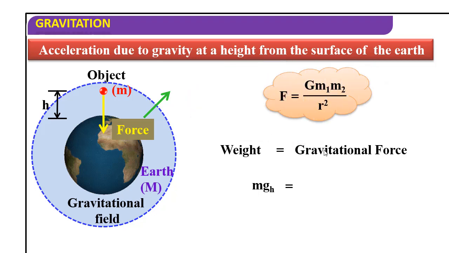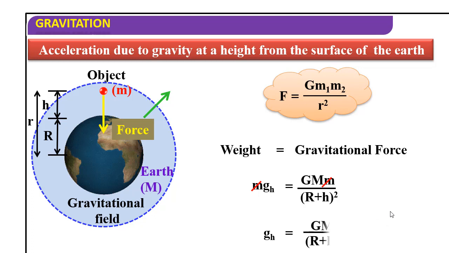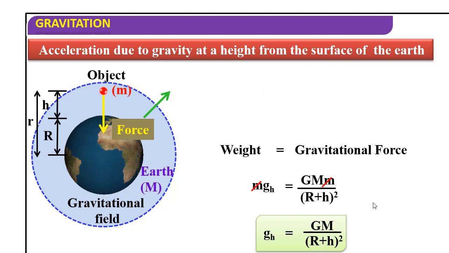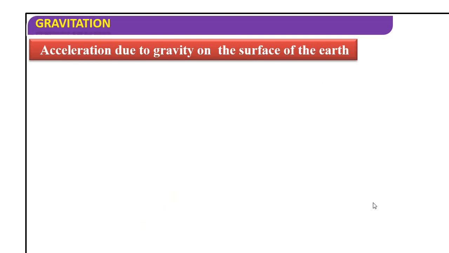GM1 m2 by r square. M1 is the mass of the earth, m2 is the mass of this object, and r is R plus h. So G m M by R plus h whole square. Small m will get cancelled. So gh is equal to GM by R plus h whole square. Suppose h is very small compared to R, what is the value? We can calculate that also.